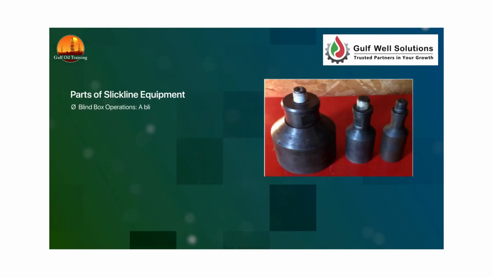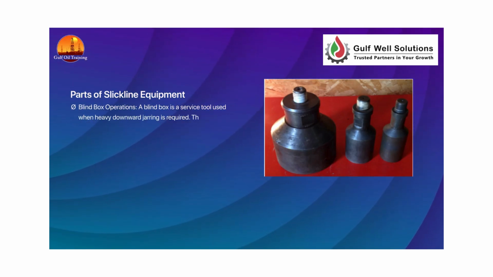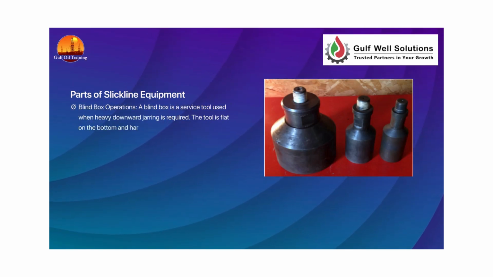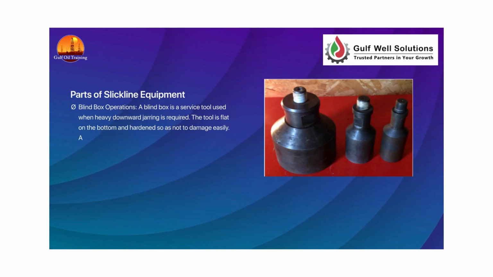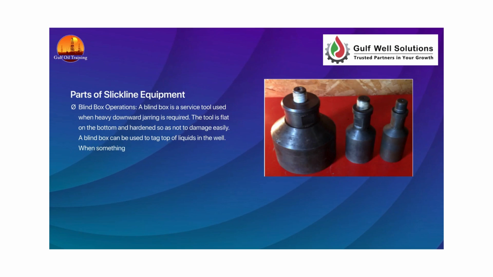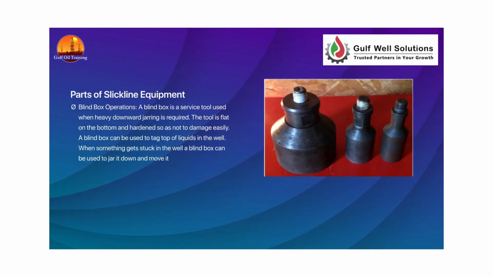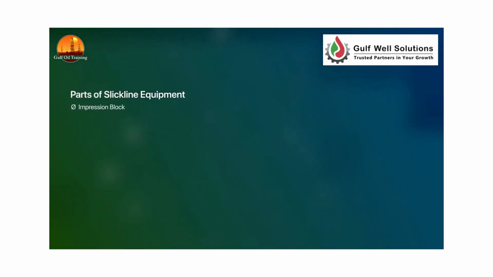Blind box operations. A blind box is a service tool used when heavy downward jarring is required. The tool is flat on the bottom and hardened so as not to damage easily. A blind box can be used to tag top of liquids in the well. When something gets stuck in the well, a blind box can be used to jar it down and move it out of the way.